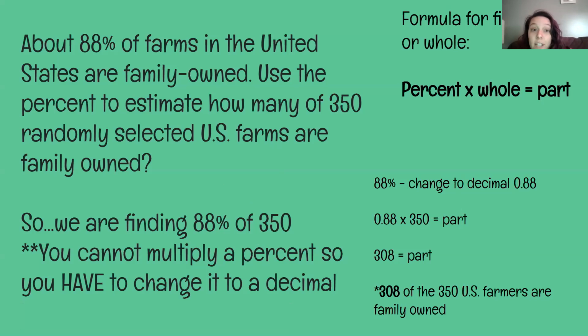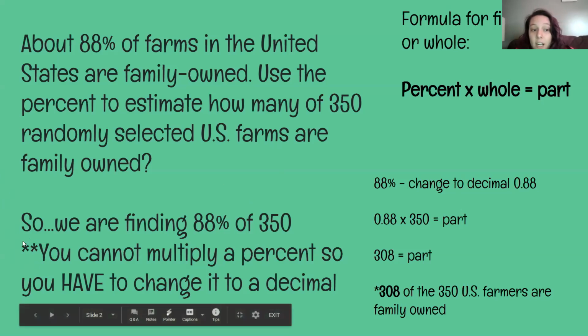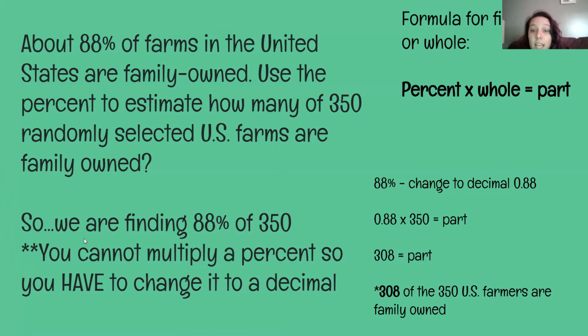So we're really finding the number of farms that are family owned. When you are doing this, remember, you cannot multiply a percent. You have to change it to a decimal. That's key number one.